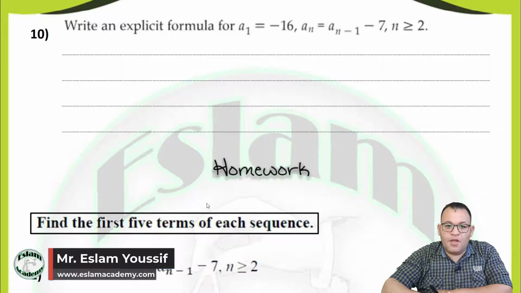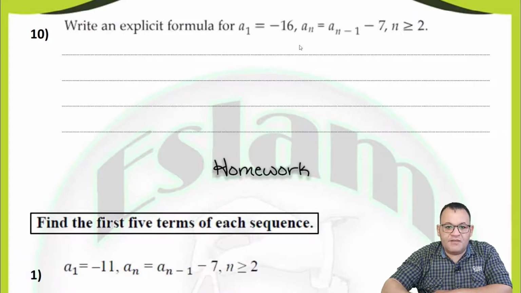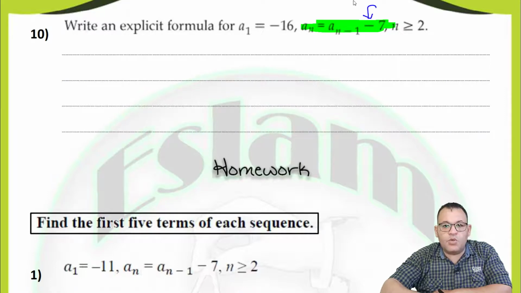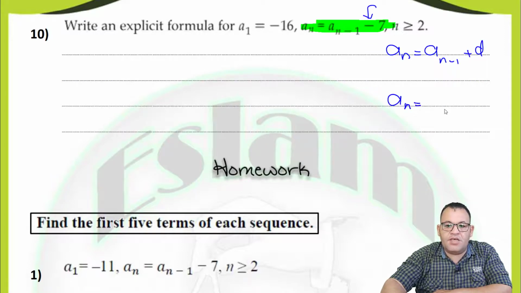Write the explicit formula for a1 equals negative 16 and an equals an minus 1 minus 7. Look at the formula that we have: an minus 1 minus 7. Because we subtract, it means we are talking about an arithmetic sequence. For the arithmetic sequence, we have two formulas. The first one, an equals an minus 1 plus d. And the second one, an equals a1 plus n minus 1 multiplied by d.